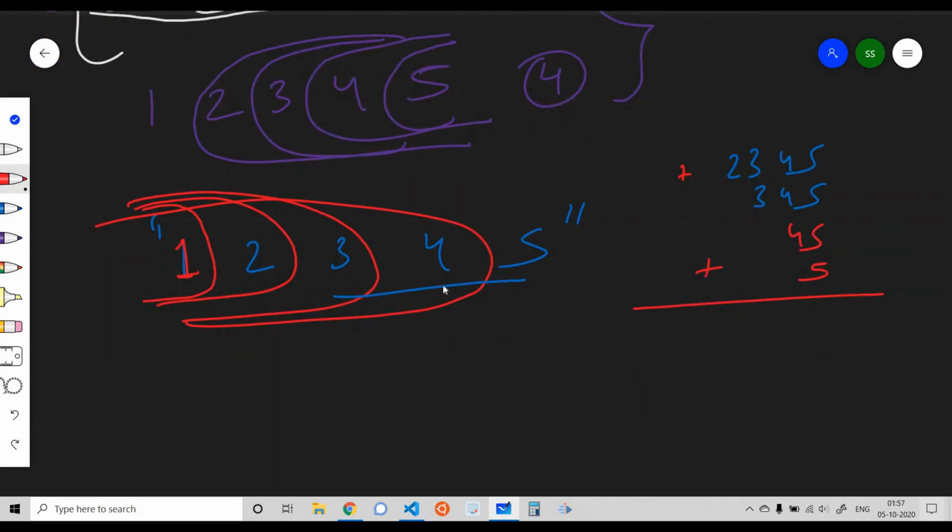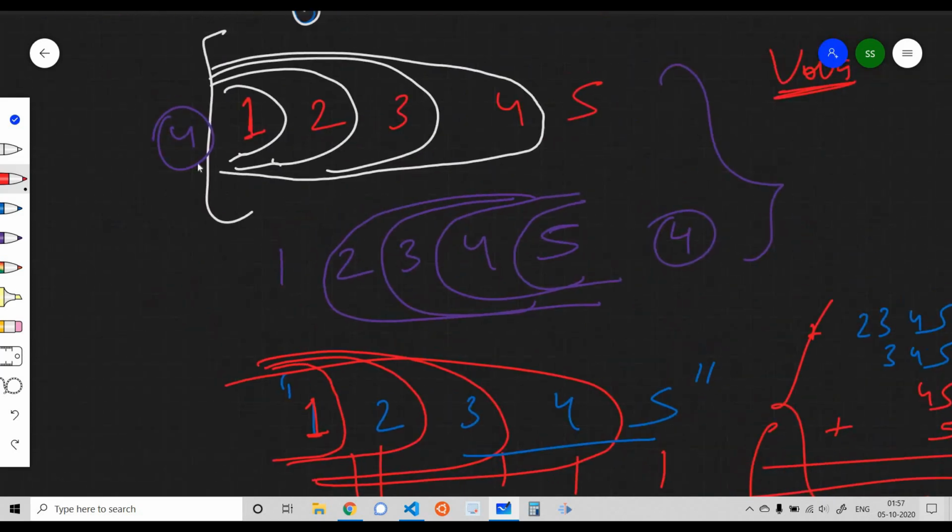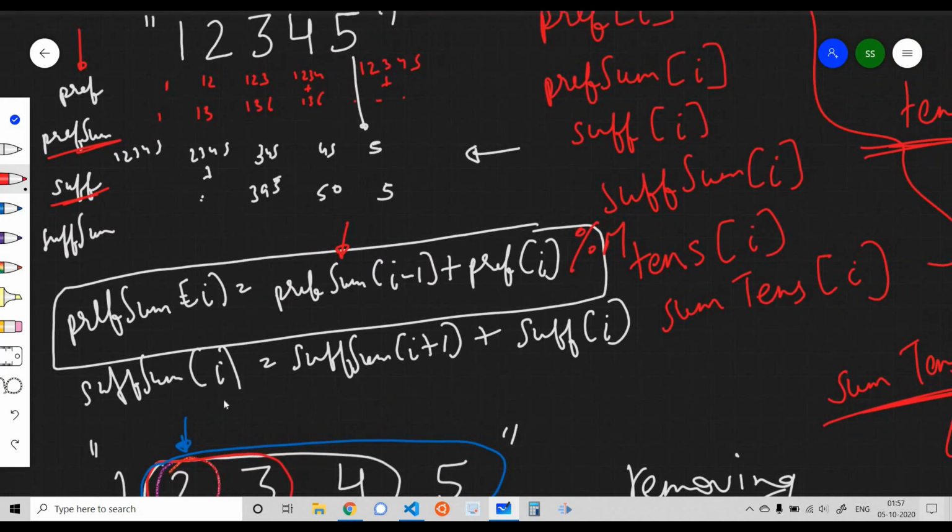If you see, it is the sum of the suffixes. Like these all are suffixes. Suppose this is the index I, then the summation of these 4 values would be the suffix sum of I. So we can simply find out the answer for this case from this value, and I'll explain how I'm calculating this suffix I value.